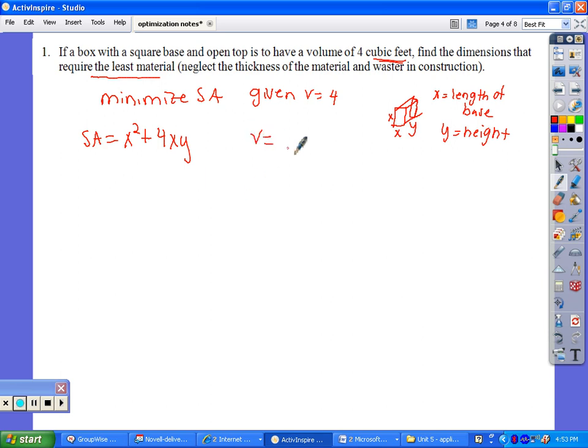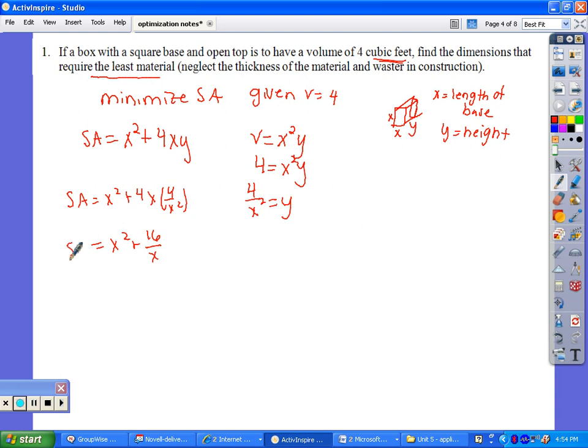For volume, if you remember from geometry, volume is the area of the base times the height. So the area of the base is x squared times the height. And that's my volume formula. And I'm going to let 4 equal x squared times y, so that I get my second equation to help us get this in terms of one variable. So the easiest one is to solve for y. So I'm going to solve for y, and then I'm going to plug it back into my surface area equation and simplify. So if I simplify, I get x squared plus 16 over x. And that is my surface area equation.